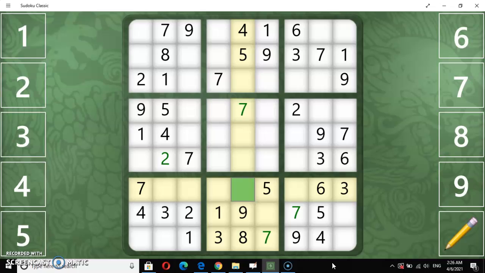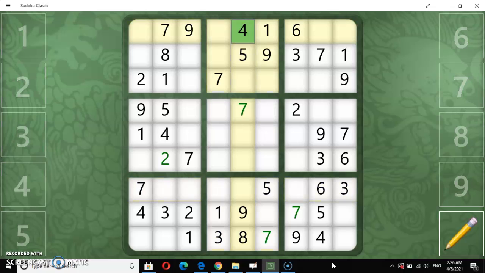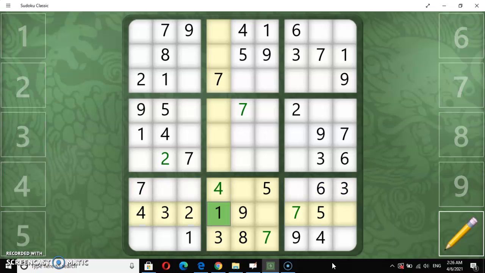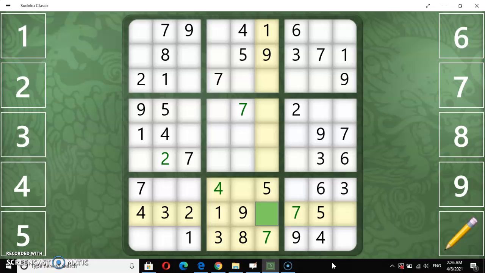Here I cannot because 4 is here. I have to cross check in the row. So 4 here. I cannot write 4 here. So I can write 4 here. 1. So two cells are here.